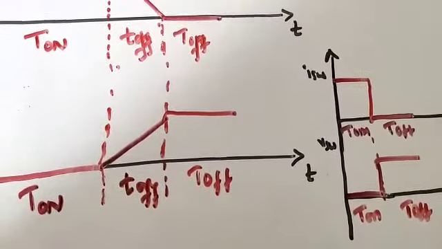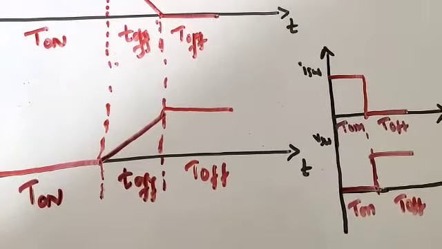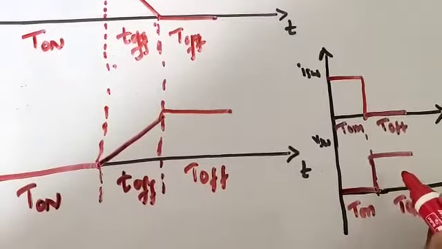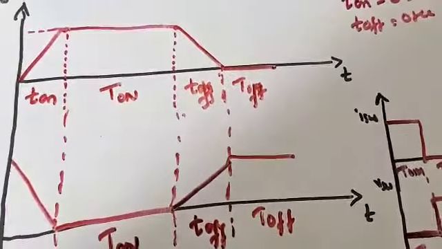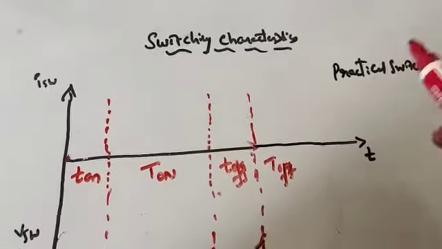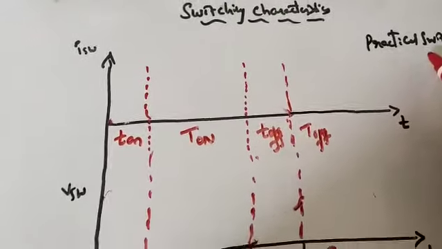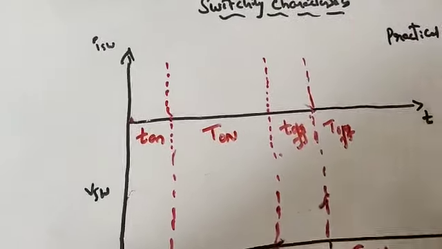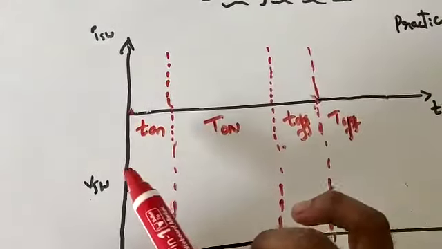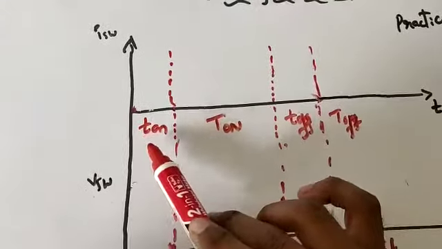So let us focus on the switching characteristics of a practical switch. These are the switching characteristics of an ideal switch, and we'll be focusing on a practical switch. When discussing the practical switch, you have to remember two points here. In a practical switch, there exists some leakage current, and hence the current will not start from zero value and end at zero value.